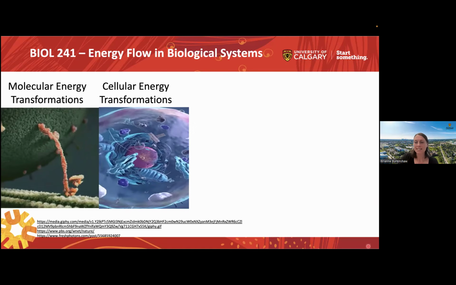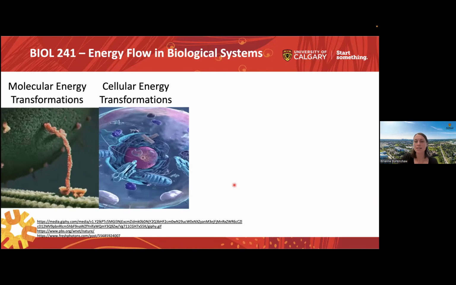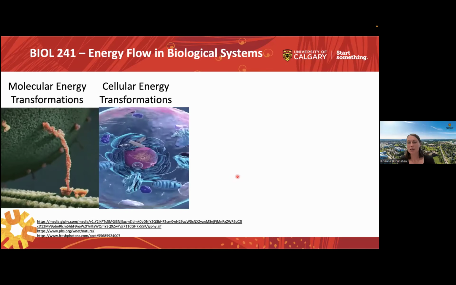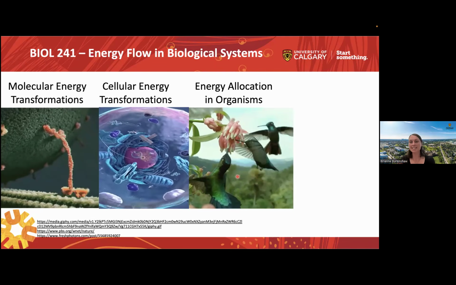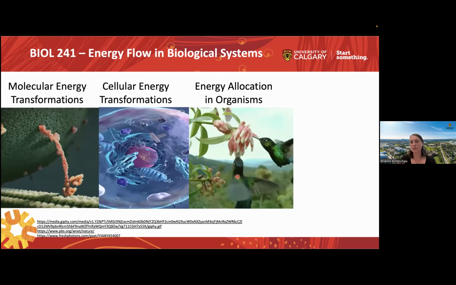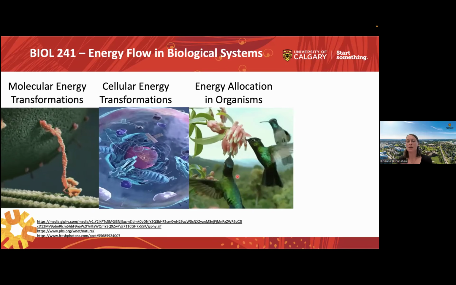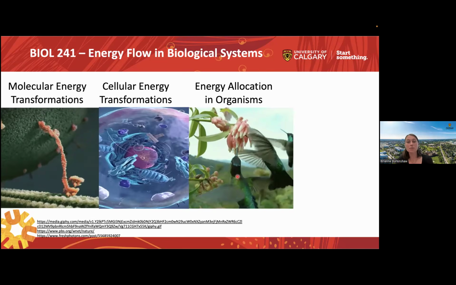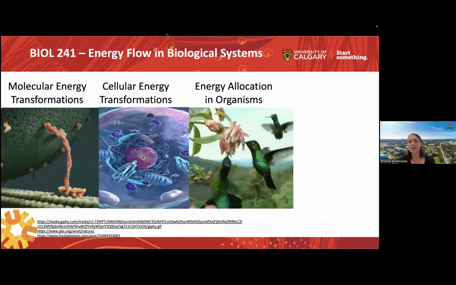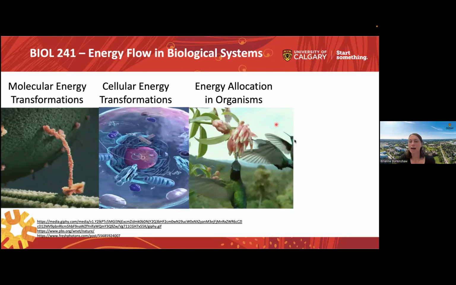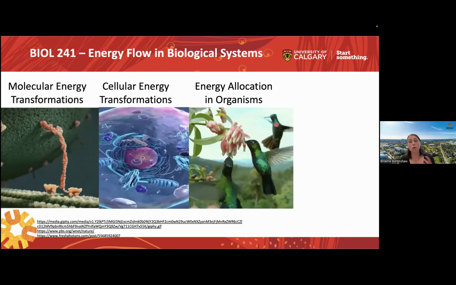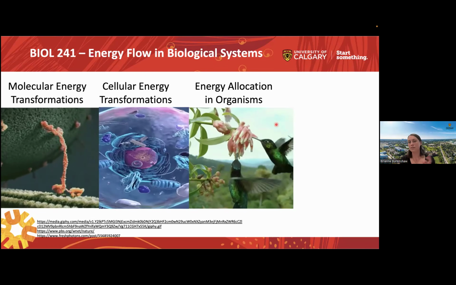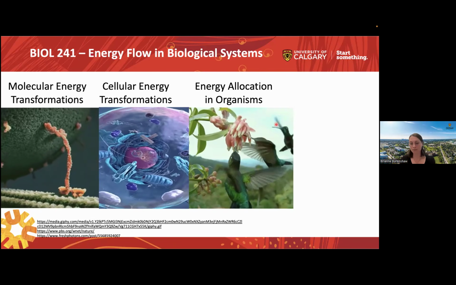Okay, so then moving up in scale, the second half of the semester is going to focus on organisms and ecosystems. Here we have hummingbirds feeding on nectar. Energy has to be used in a very strategic way by organisms. They need to be able to allocate that energy for different processes like thermal regulation, reproduction, and locomotion. We see the hummingbirds here flying. That energy has to be allocated for each aspect of the organism's life.